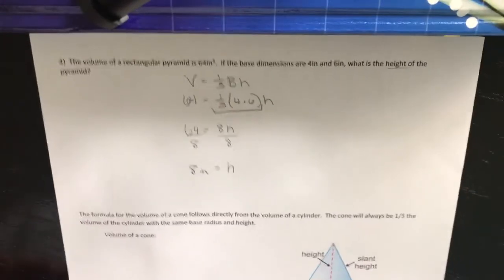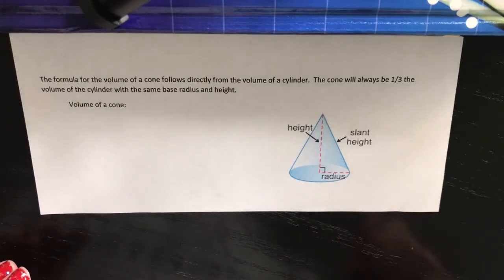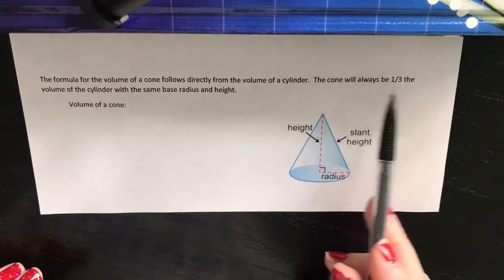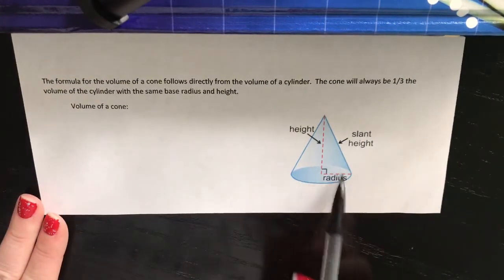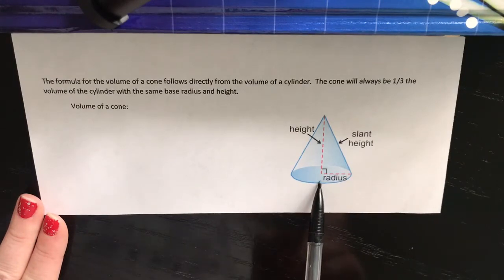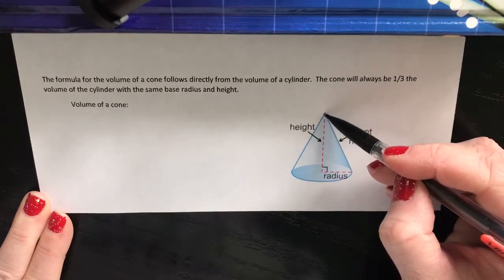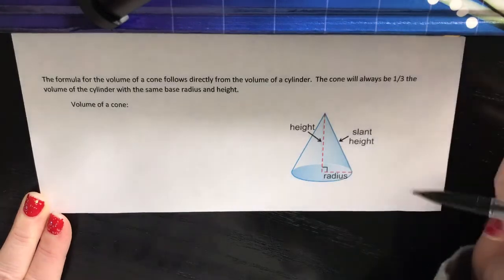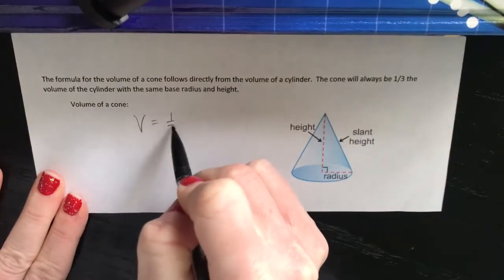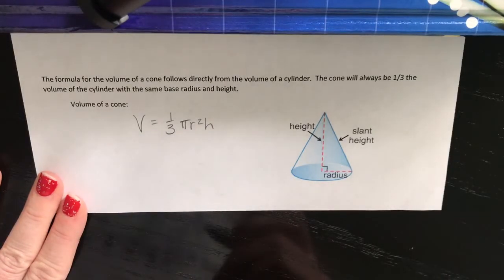Okay, so moving on to a cone. So at the bottom, here's a cone. The formula for the cone volume follows directly from a cylinder. The cone will always be 1/3 of a cylinder. And then again, we're going to use the base as a circle for a cone every time. Cones also have a slant height. They have a regular height, which goes from the tip straight down, and then we have a slant height on the outside here. So the volume of a cone is 1/3 pi r squared h, which is on the reference sheet as well.